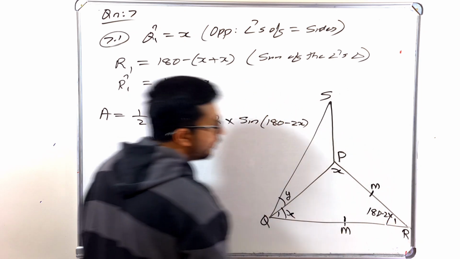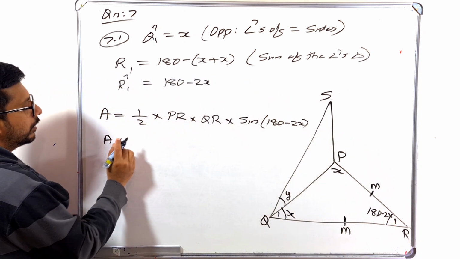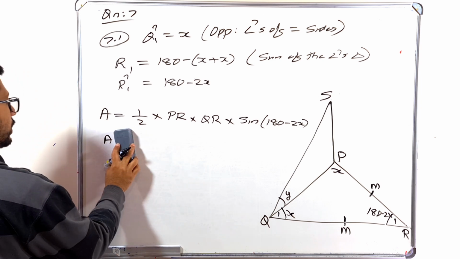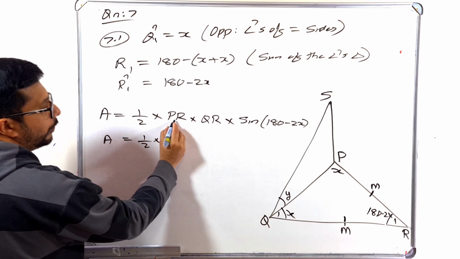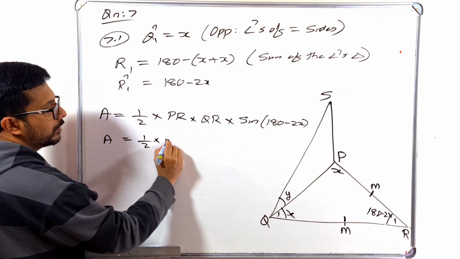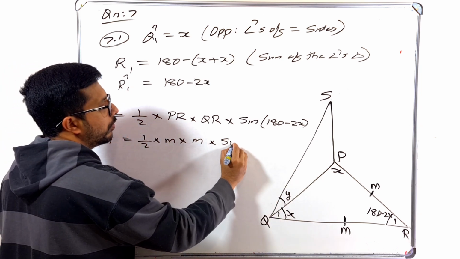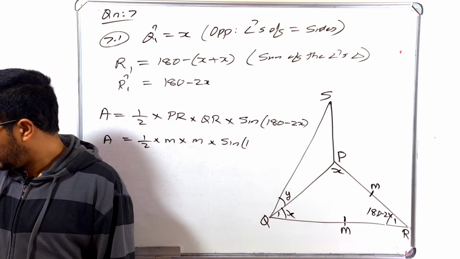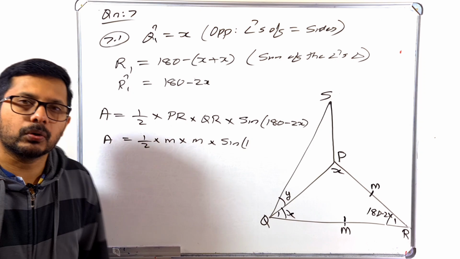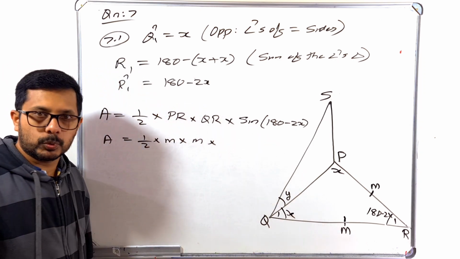So the angle is 180 minus 2x. So area A is equal to half into PR. PR is given as M. QR also M. Sine of 180 minus 2x. 180 minus means second quadrant. In the second quadrant sine is positive, so here also sine is positive.